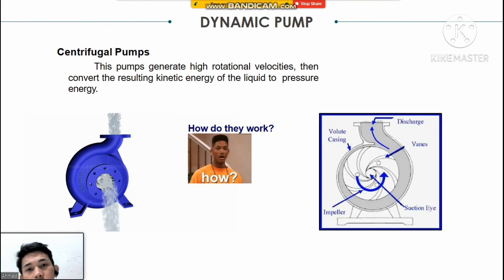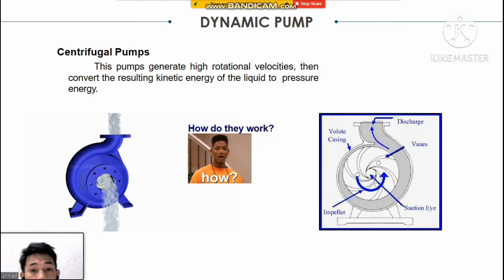Next, on this slide, I will explain about dynamic pump. Centrifugal pump. This pump generates high rotational velocity, then converts the resulting kinetic energy of the liquid to pressure energy.